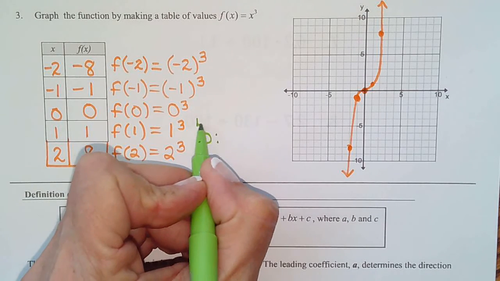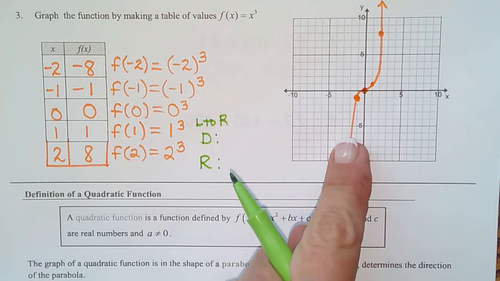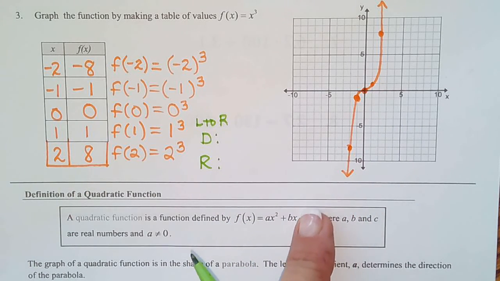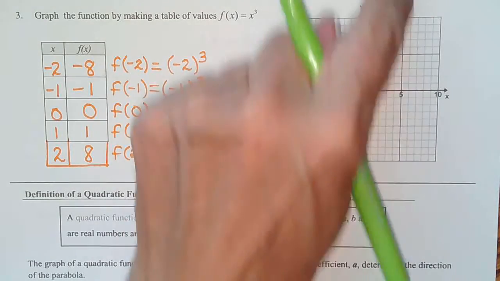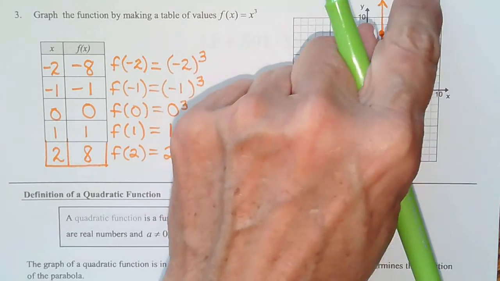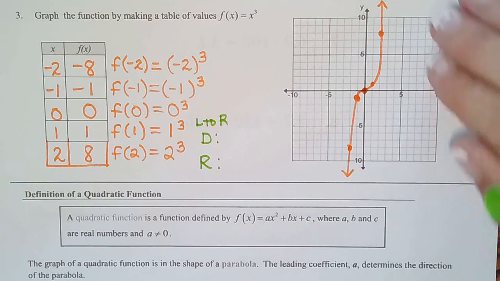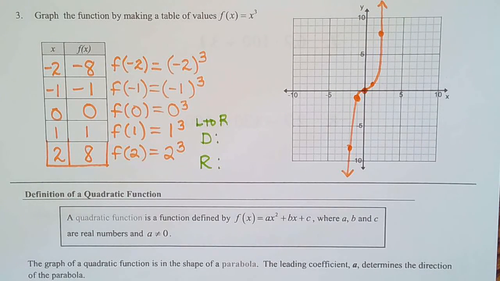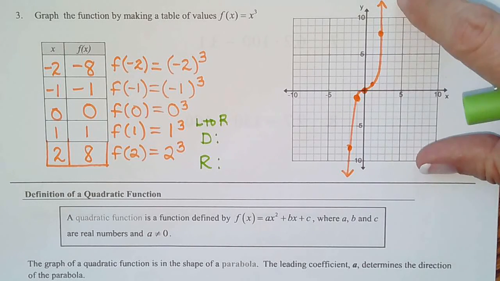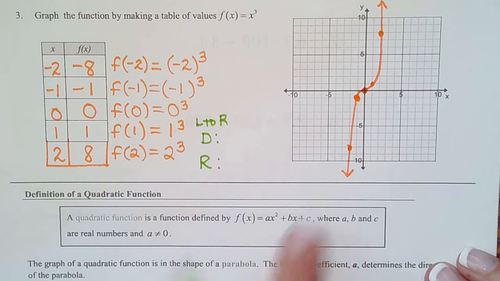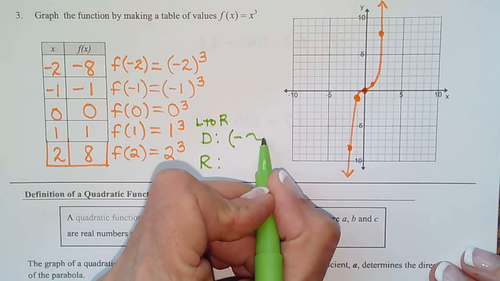Okay, for domain, it's left to right. So I see this arrow showing me it's going to go left, left, left, and right, right, right. Because it doesn't go straight up. It's just going to slowly go right, slowly go left. Curves are never vertical, never straight up and down. And you can see that it's slowly going left, slowly going right. So if it's going to go left forever and right forever, did you all put negative infinity to positive infinity?